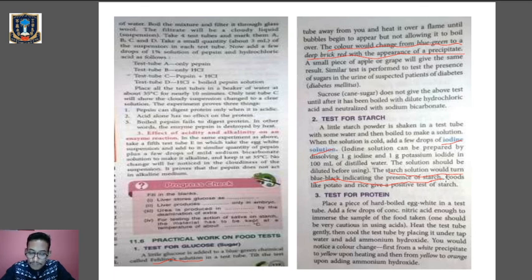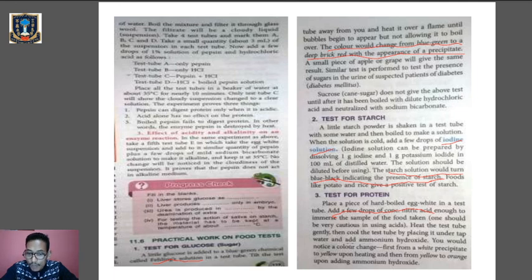Next one, test for protein. How to prove it? Place a piece of hard-boiled egg white in a test tube. Then we have to add a few drops of concentrated nitric acid, enough to immerse the sample of the food taken. Clear? Then heat the test tube gently, then cool the test tube by holding it under tap water.